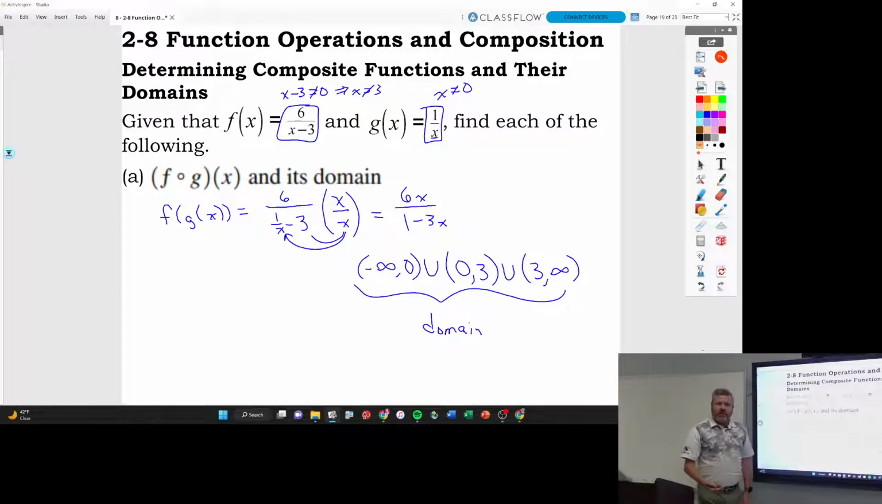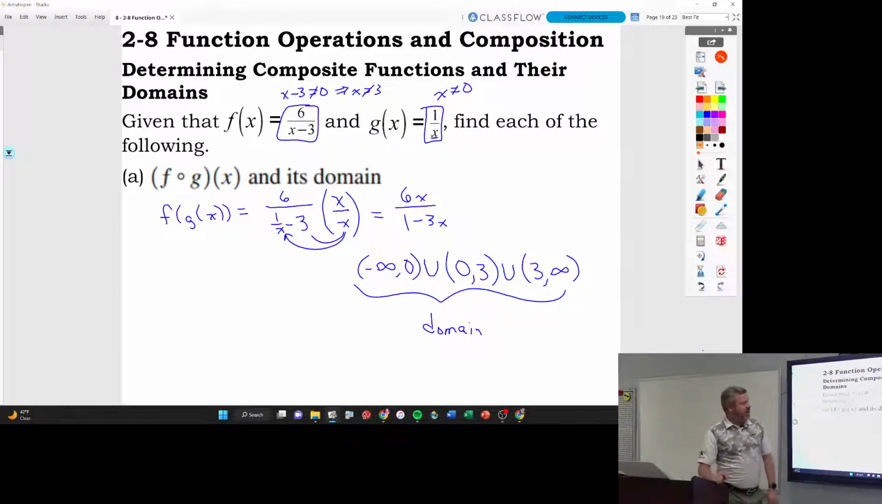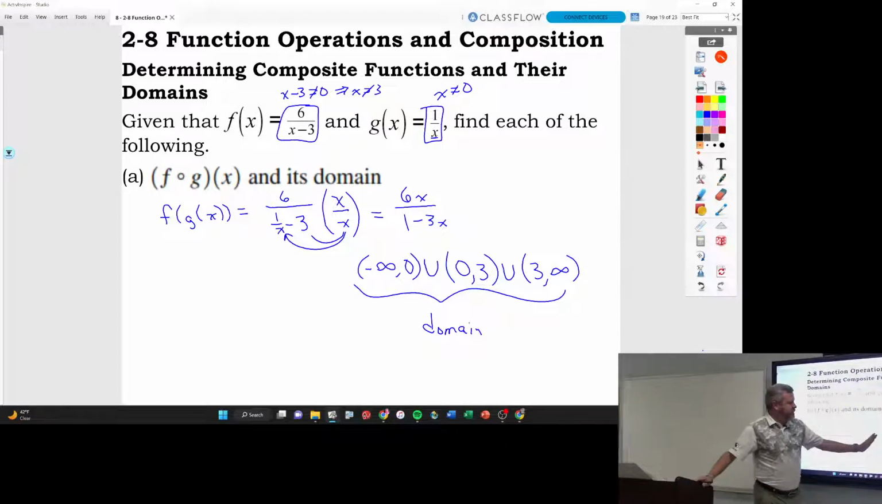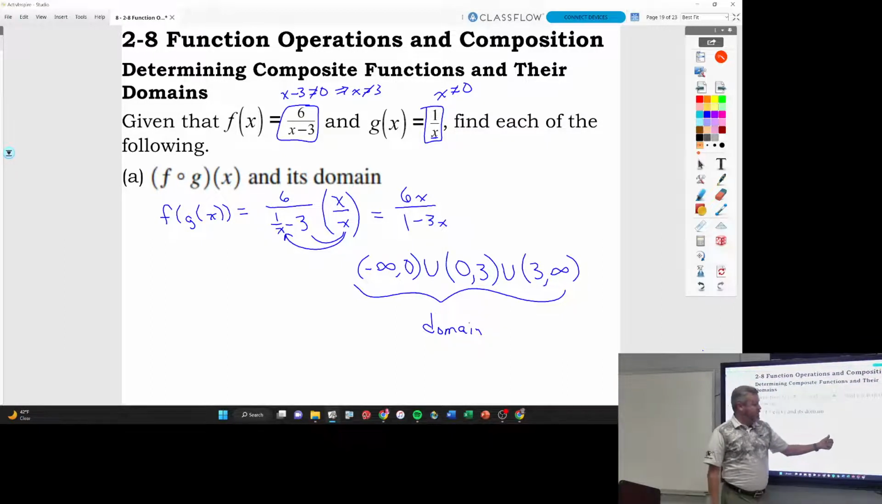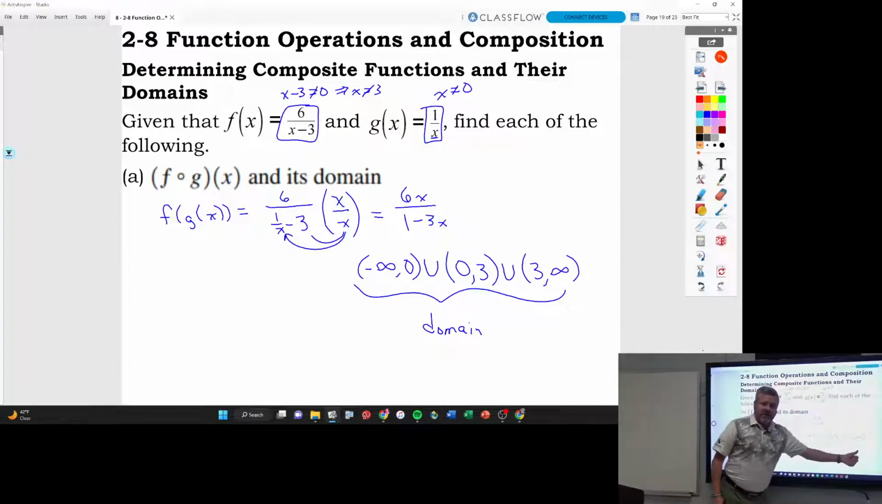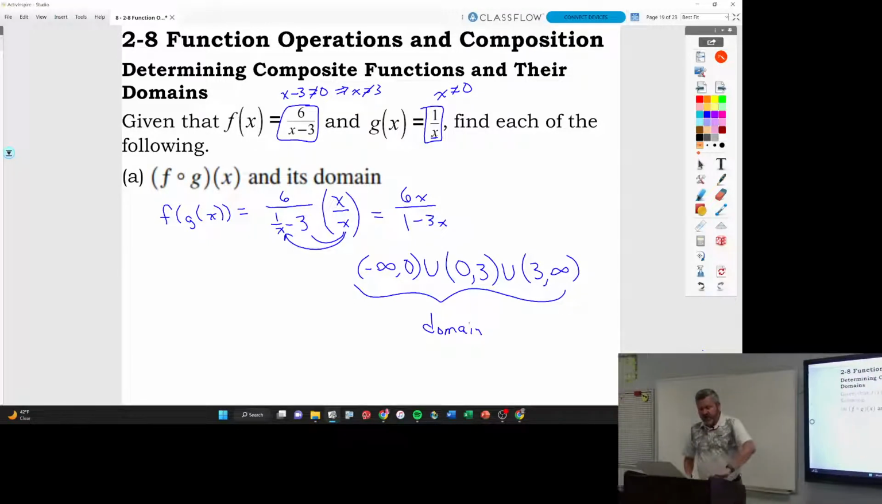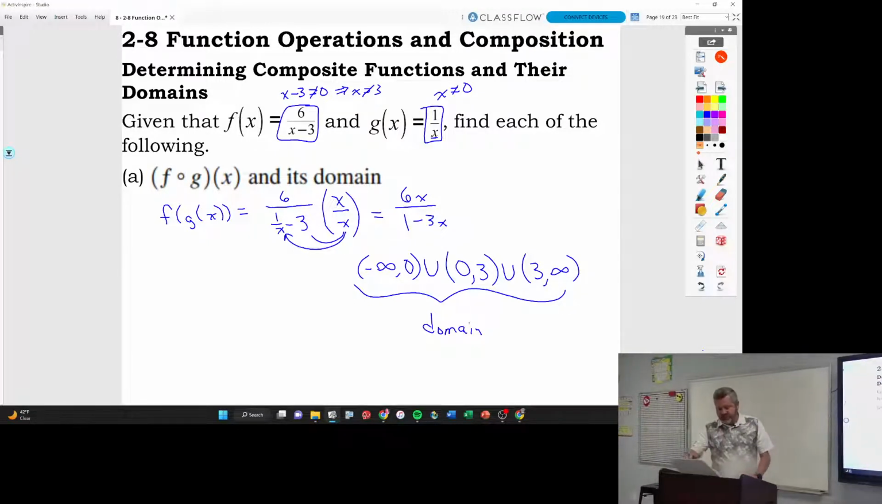I also want to point out, I've said this many times, when you're doing interval notation, you always go from smallest to largest. Negative infinity is super, super small. 0 is bigger than negative infinity. 3 is bigger than 0. Infinity is bigger than 3. Always, always, always small to large.